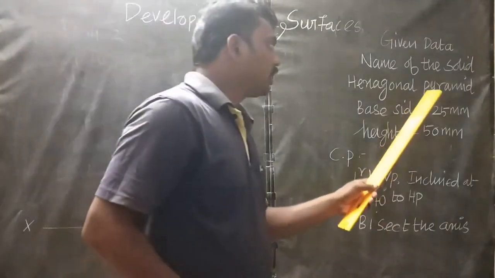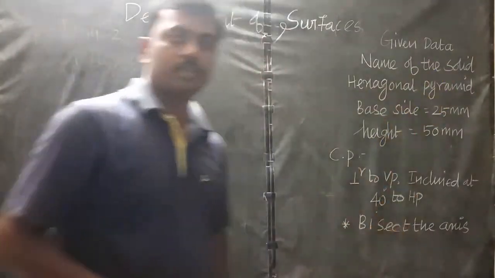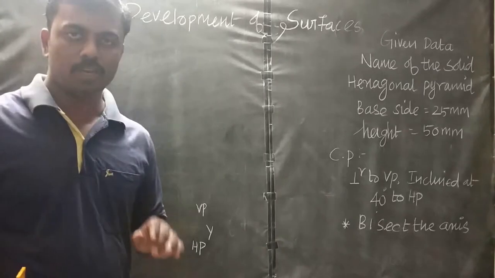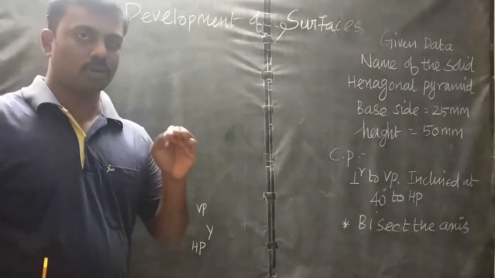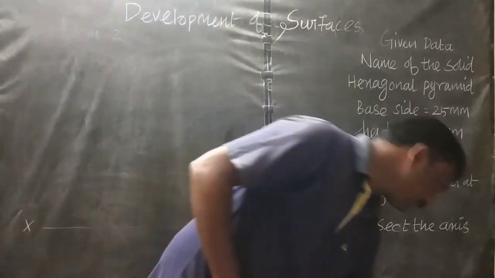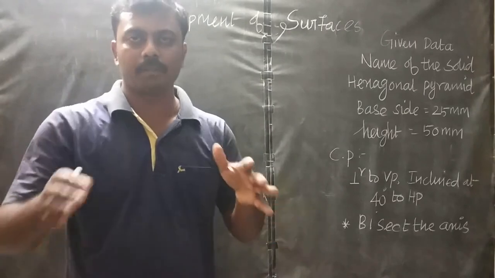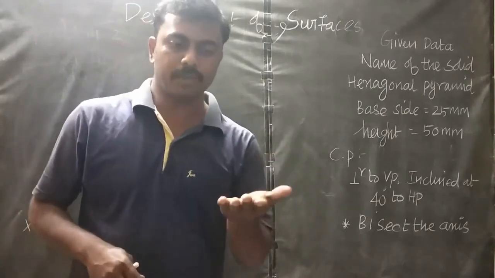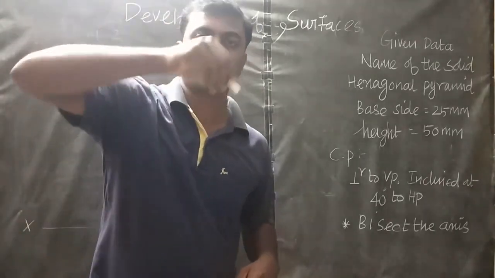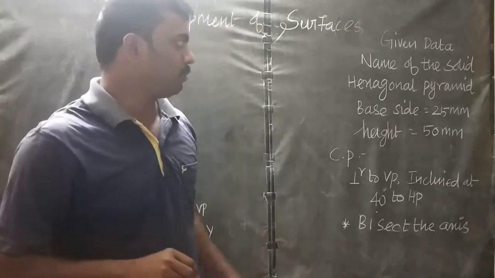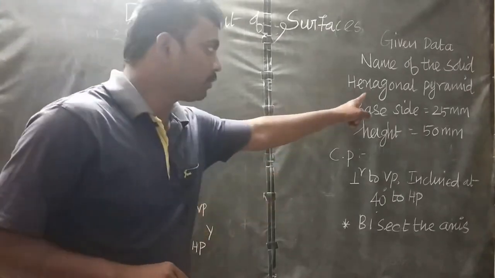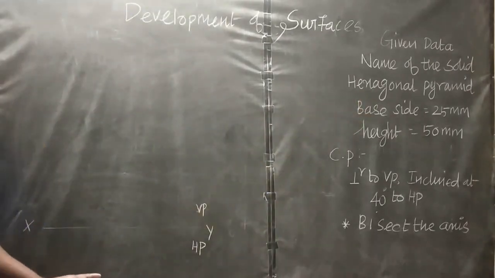Then here we have the hexagonal pyramid. The base of the solid rests on HP. So in your top view, the true shape projects on HP. We assume the hexagonal pyramid stands in front of you with its base resting on HP. So in your top view, the true shape of the base is a hexagon, and that hexagon projects on HP. So draw the hexagon in the HP area, or top view area.